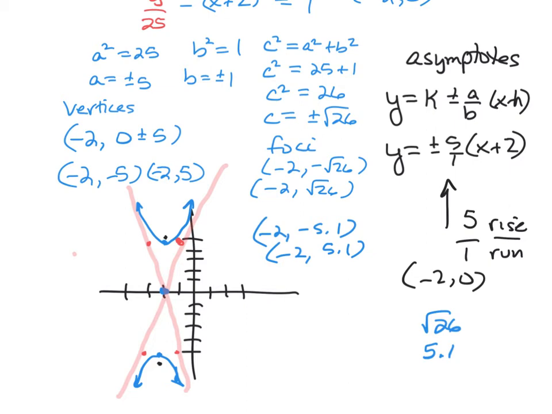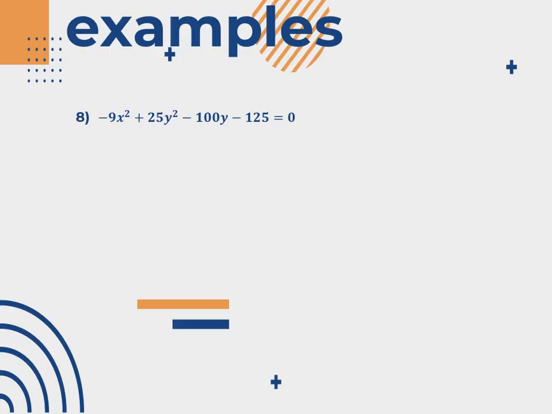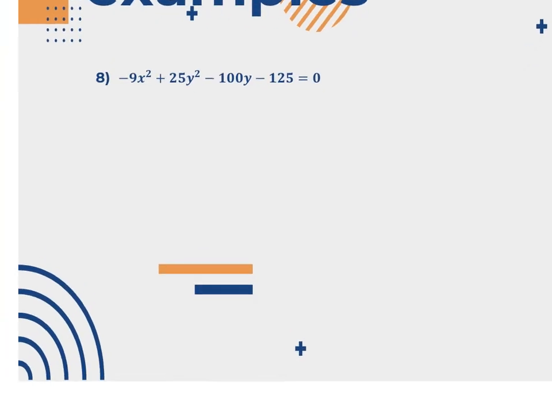All right, let's try number 8. Pretty good on number 7. So here again, I can see that the signs are different on my x squared and my y squared. So here again, it's looking like it's probably going to be another hyperbola.